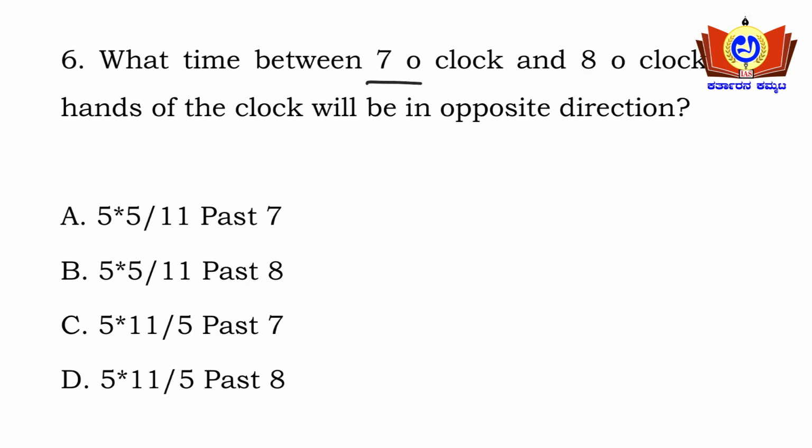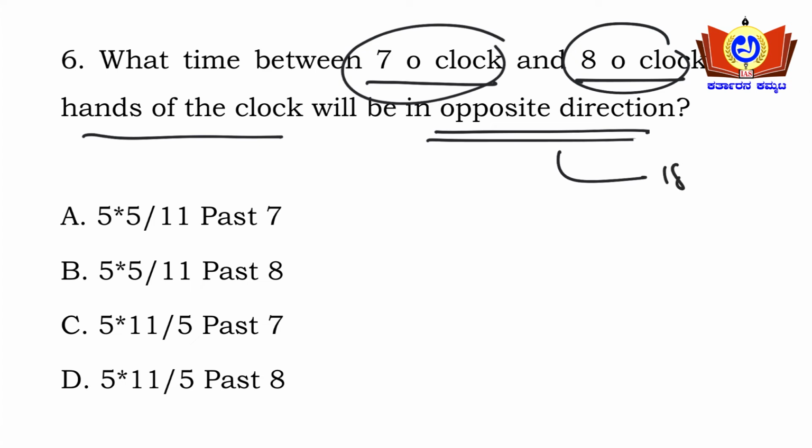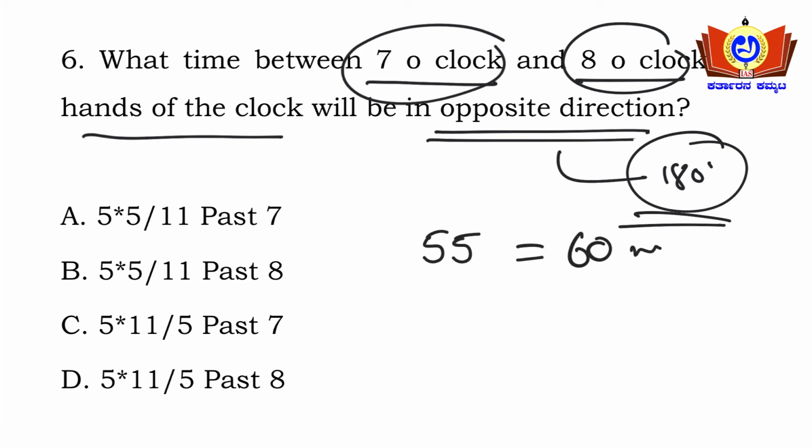What is the time between 7 o'clock and 8 o'clock when the hands of the clock will be in the opposite direction? Simple question, guys. Opposite direction means 180 degree. Okay, so we know the formula, right? So 55 spaces will be gained in 60 minutes.